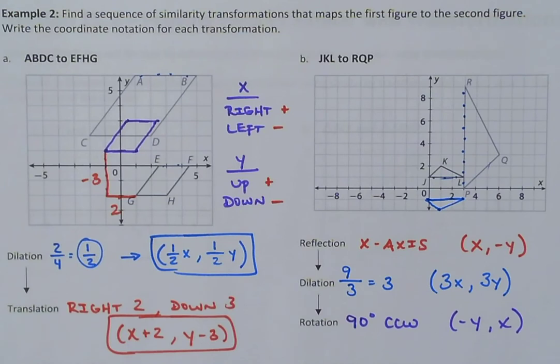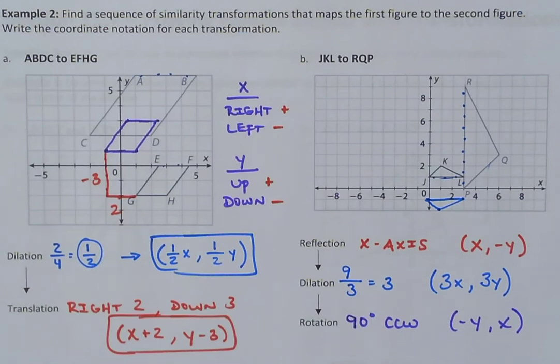So we reflected it over the x-axis, giving us x comma negative y. We dilated it by 3, that means we multiplied by 3, so we got 3x comma 3y. And then we rotated 90 degrees counterclockwise, giving us negative y comma x. So that is how we do parts A and B.